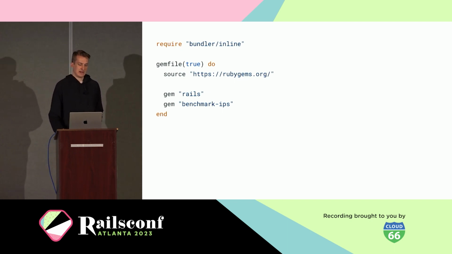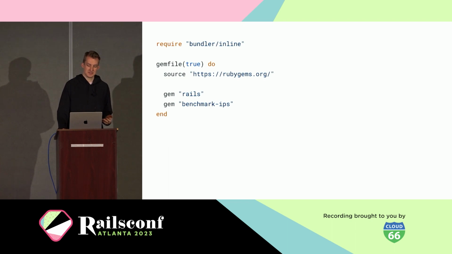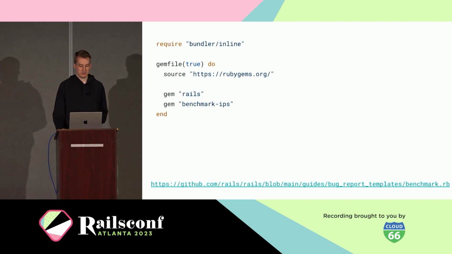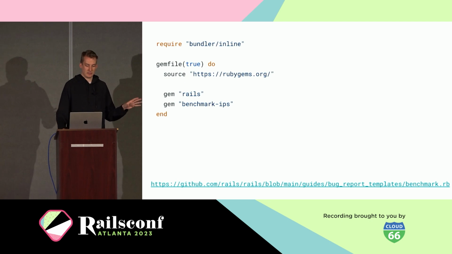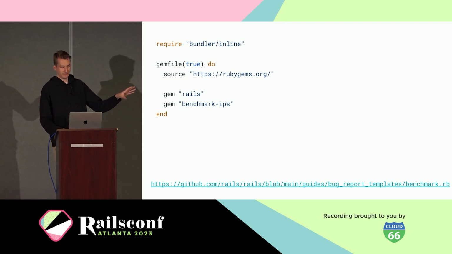And the inline gemfile looks kind of hard to remember, and it is. So the Rails repository actually includes a benchmark template that includes this as well as other parts, and you can base your benchmark scripts off of that template. By the way, I will put a link to the slides at the end so you don't have to remember that link.